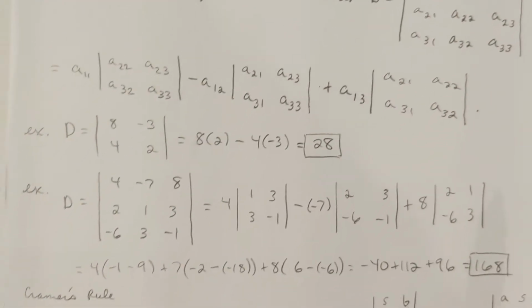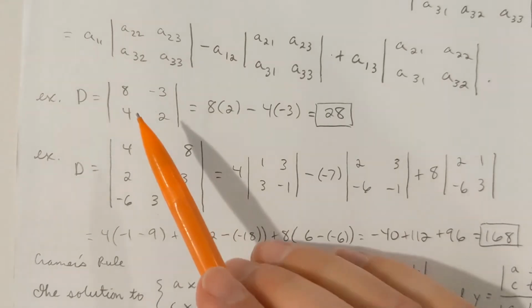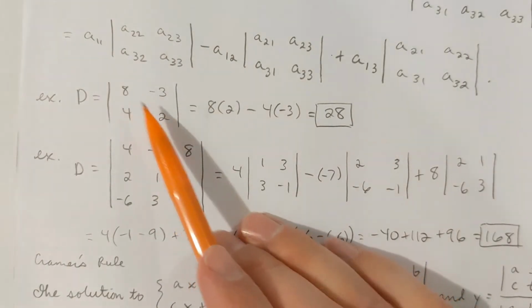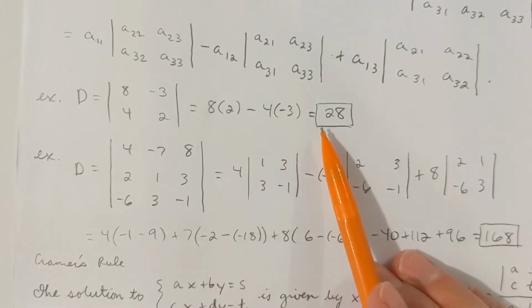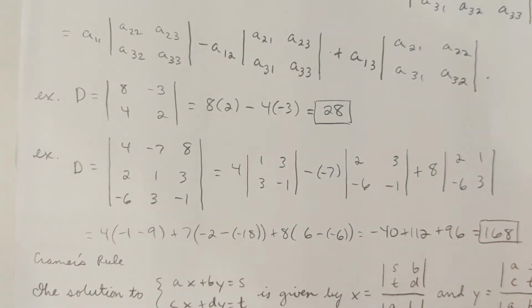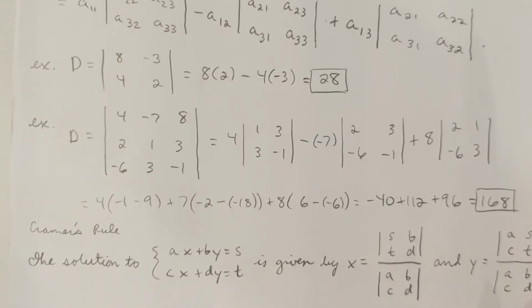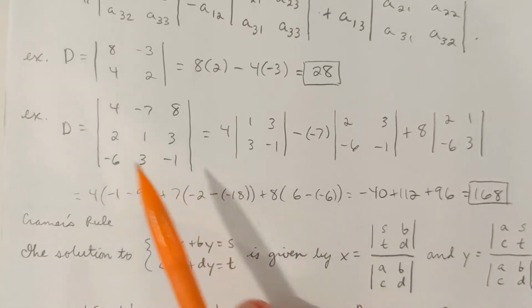So here's an example. We're going to calculate a determinant. So with the 2 by 2, all you do is simply cross multiply. It's going to be 8 times 2 minus negative 3 times 4, and that gives you 28. A determinant will always be a single value when completely simplified.